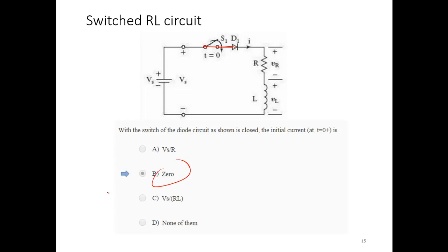What will happen in the end? In the end, the current will be equal to Vs by R. The beginning is 0, and at the end it will be Vs by R. Okay, so the answer is 0.